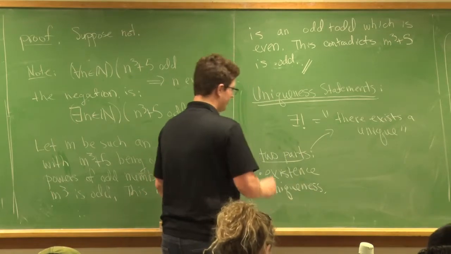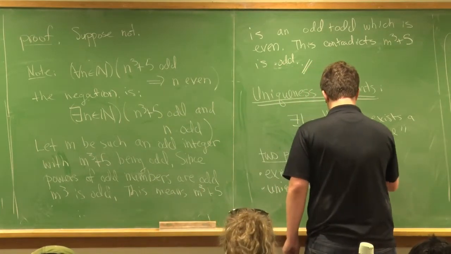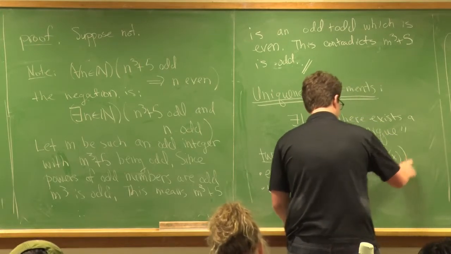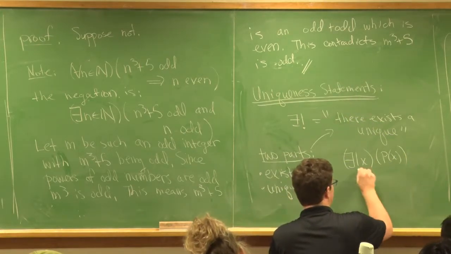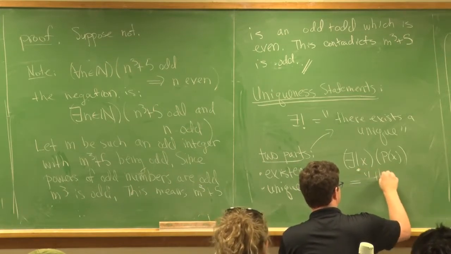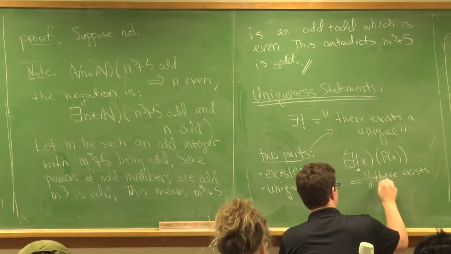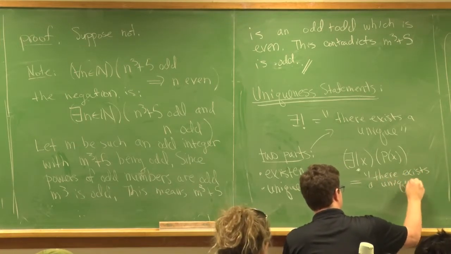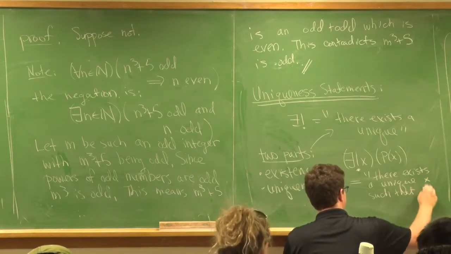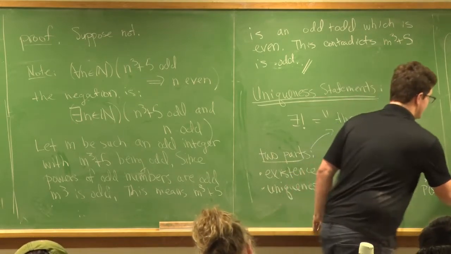So let me just show you how to read this in English. If I write, there exists a unique x such that, with an exclamation point, p of x, this means there exists a unique x such that p of x is true. Okay?